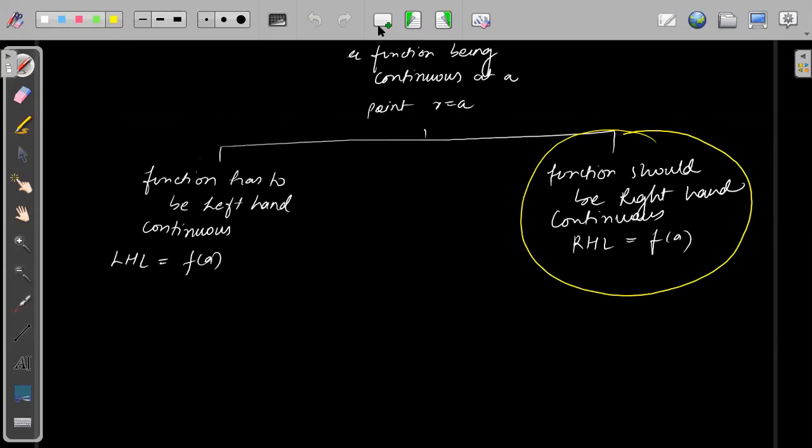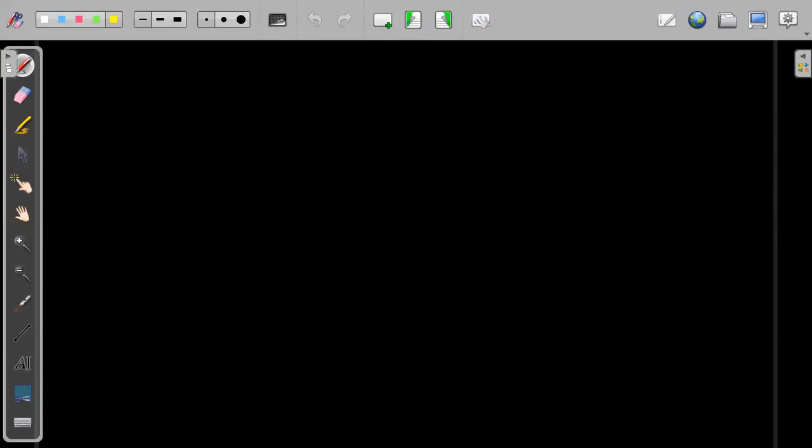Tell me what will happen in the fractional part function, y equals the fractional part of x. Tell me, fractional part of x, is it right hand continuous or left hand continuous?